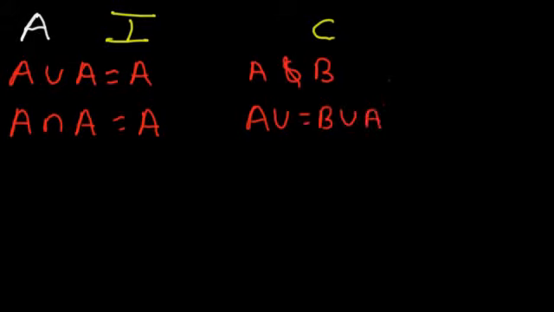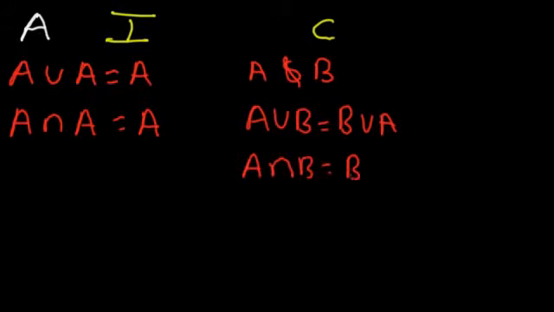Also, it says, I made a mistake. Is equal to B union A. And it also says that A intersection B is equal to B intersection A. Now let's try to make use of this using an example.